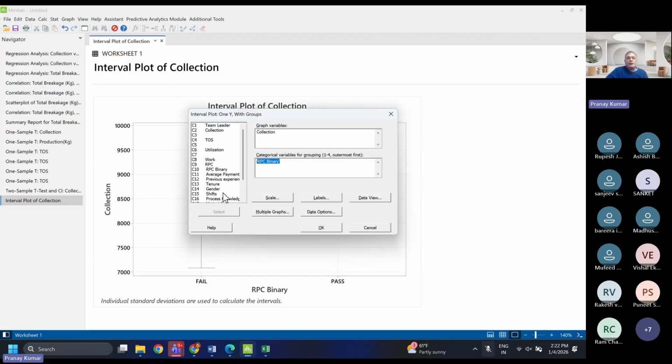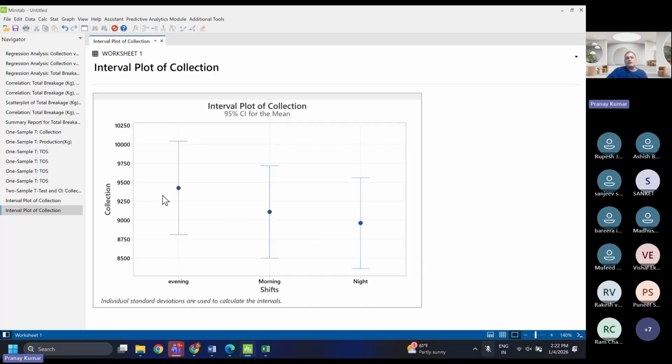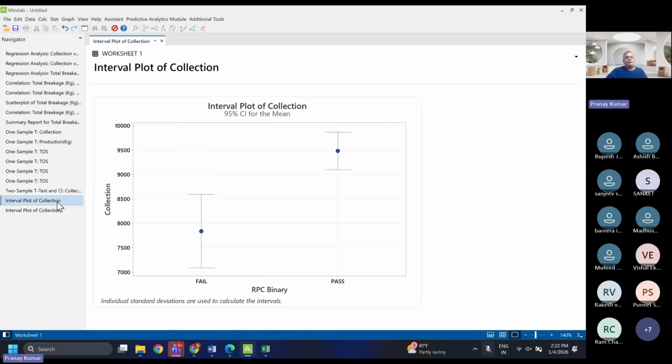Let me pick shift. Look at this. Some part of all of this is overlapping each other. This starts here, but this is overlapping all three. If you were to do a one-way ANOVA test for this one, it will become null hypothesis. In our case, there was no overlap, hence it was alternate hypothesis.